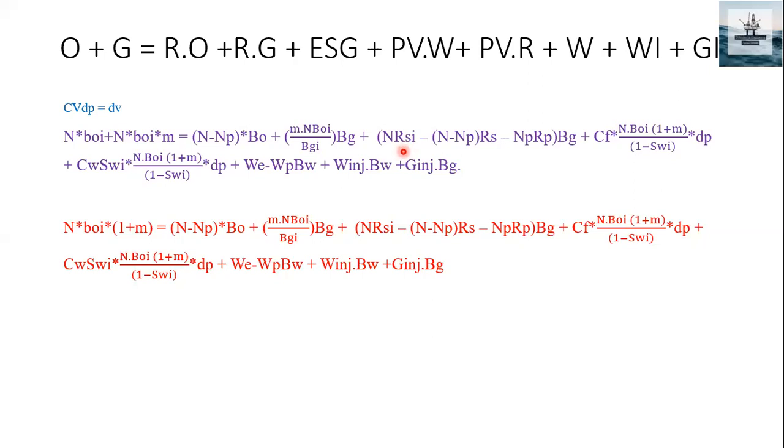So N RSI represents the initial amount of oil cross multiplied with RSI, which gives you the initial amount of solution gas present inside oil. Minus (N minus NP) RS. N represents initial in place oil, NP represents produced oil, and N minus NP gives you the remaining oil. When it is cross multiplied with RS, that gives you the solution gas present inside the remaining oil. So here it is the solution gas present inside initial oil, minus the solution gas present inside remaining oil, minus the solution gas present inside produced oil. This is the oil which has been lost, or else collected at surface.